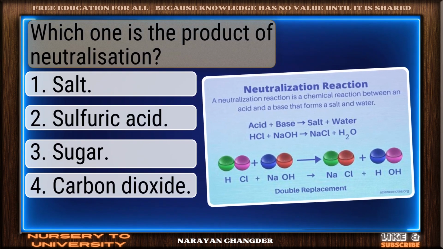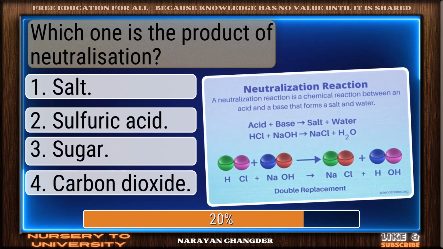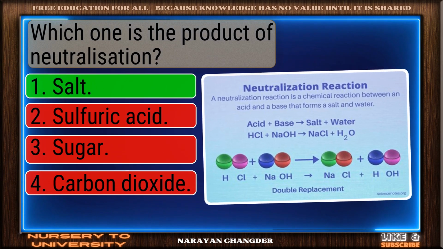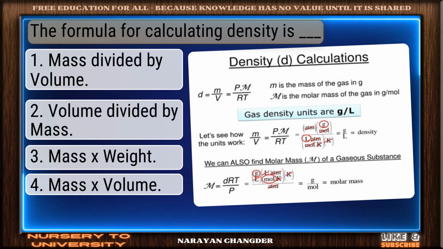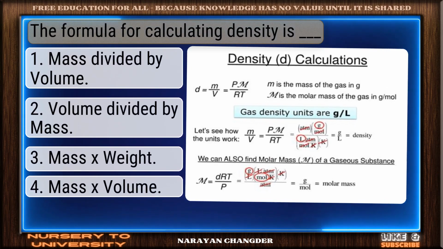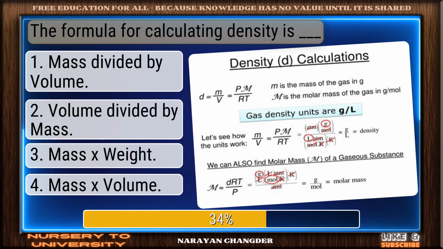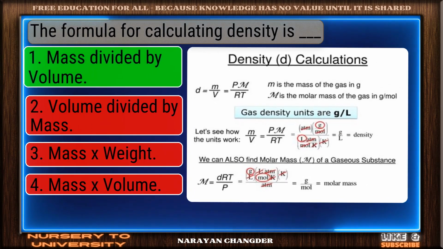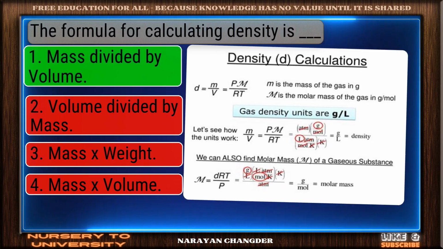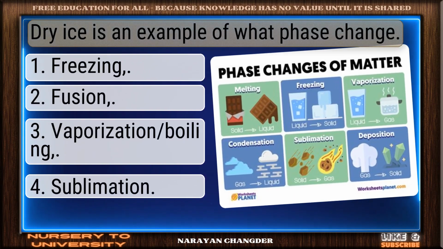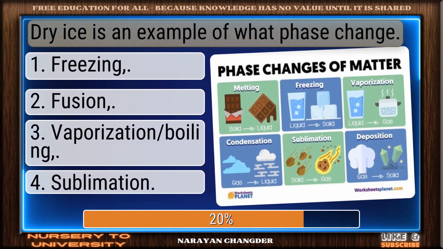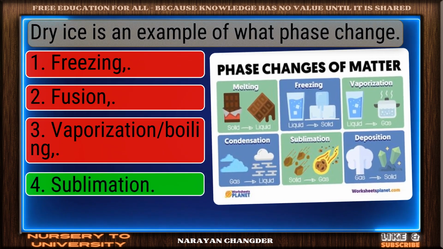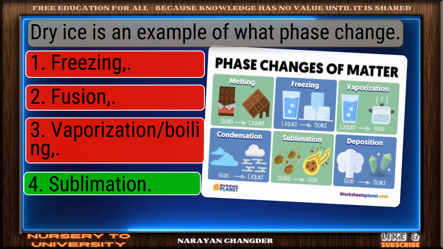Which one is the product of neutralization? Strong choice. Salt is the right answer. The formula for calculating density is dash. Exactly. Mass divided by volume makes sense, and it is the right choice. Dry ice is an example of what phase change? Right choice. Sublimation is the best answer.